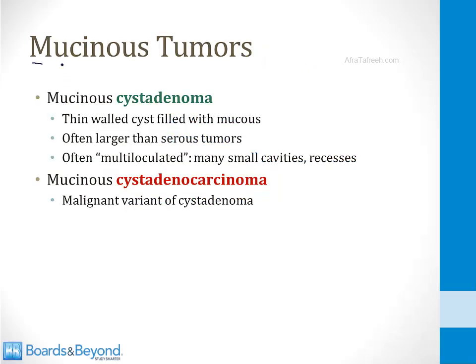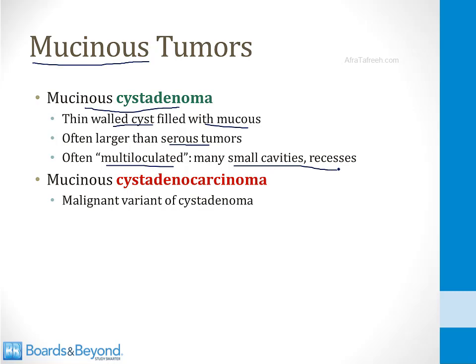Moving on, let's talk about the mucinous subtype of the ovarian epithelial cell tumors. The benign version of the mucinous subtype is called a mucinous cyst adenoma. This consists of a thin-walled cyst that's filled with mucus. That's how it gets its name. These are often bigger than the serous tumors, and they're also often multiloculated, which means there are many small cavities and recesses inside the tumor that contain mucus.